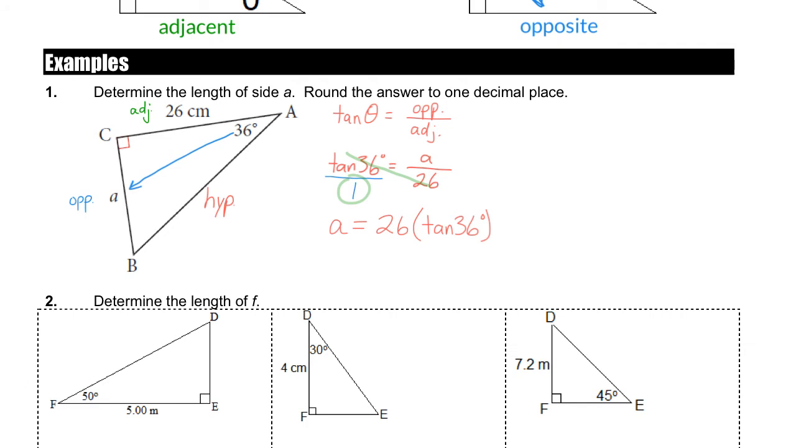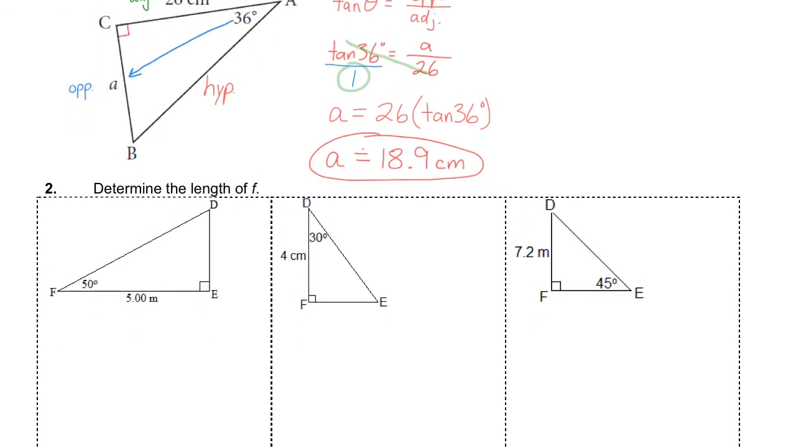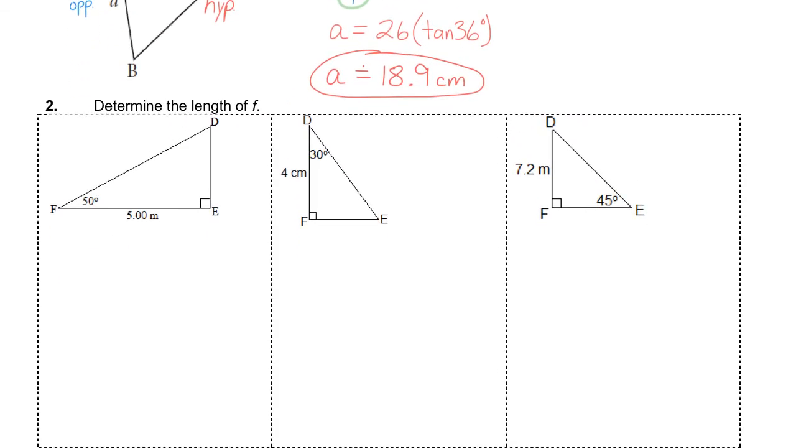You might have to type in 36 and then press the tan button and then go times 26 and then hit equals. So if you're having trouble with your calculator, you got to let me know. You should be getting this as your answer. And if you don't get this, then you let me know and I'll help you figure out how to use your calculator properly. But if you've got your calculator figured out, try these next 3 on your own.